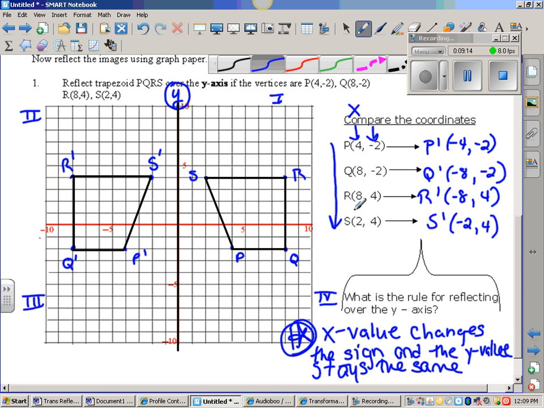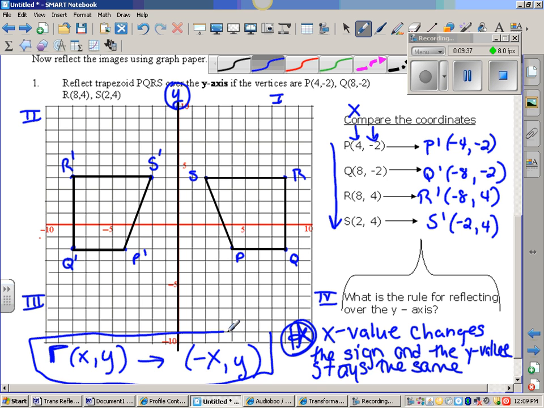Now, counting will always work, but it's also important that you know the rule. And how you're going to see the rule is lowercase r, R is for reflection. You take whatever your XY is, that's your original coordinate. What you're going to do is negate the X and keep the Y the same. So here's your rule in standard form. Again, why did I use an X and a Y? Because that's what every coordinate is made up of, an X and a Y.